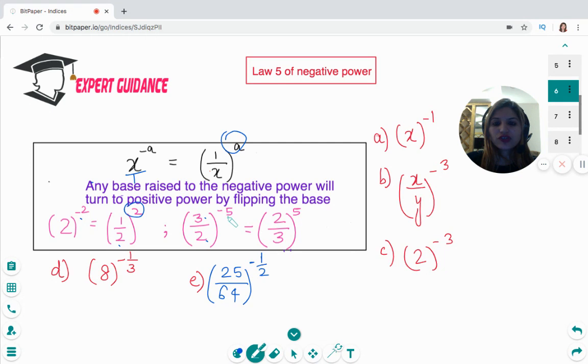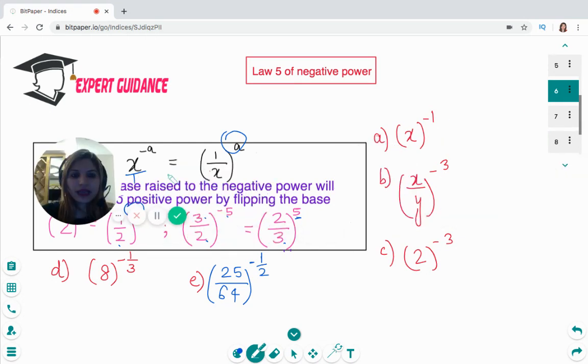2 over 3 to the power minus 5. So we'll flip the base, which is 3 over 2, and the power becomes positive 5. Okay, now let's do this question. This is x to the power minus 1. We flip the base, that is 1 over x, the power becomes 1. For the next question, x over y, flip it, so that becomes y over x, and minus 3 turns out to be 3. So here the answer would be y cubed over x cubed.